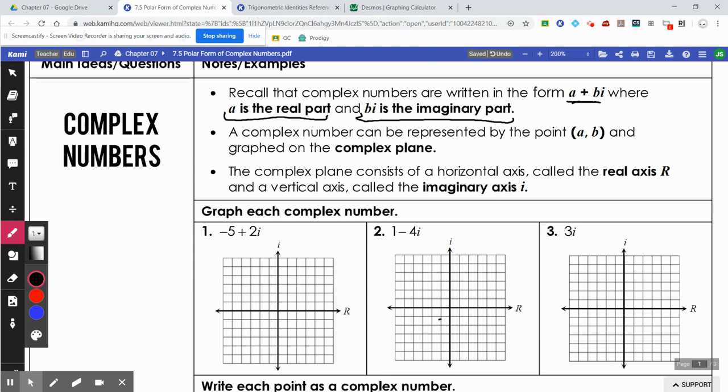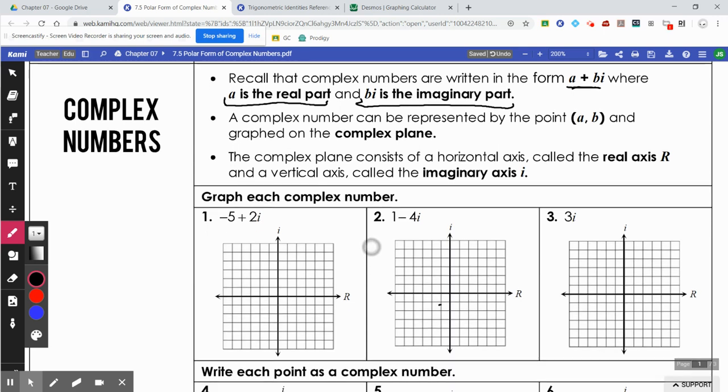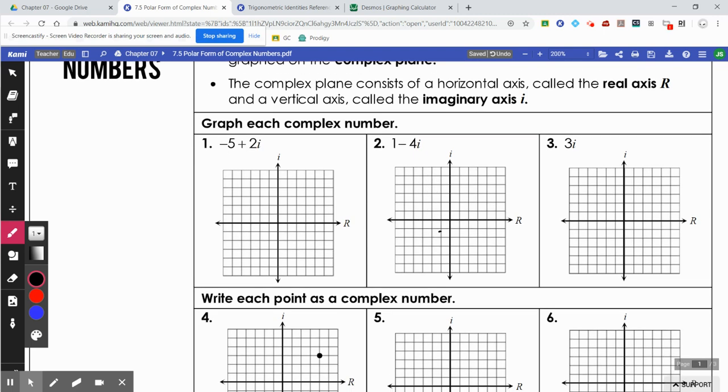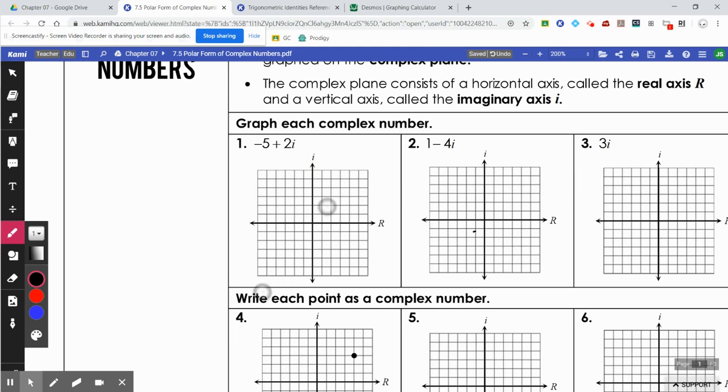Now, sometimes the real part might be 0, sometimes the imaginary part might be 0. A complex number can be represented by a point (a, b) and graphed on a complex plane. The complex plane consists of a horizontal axis, just like an xy plane, except now we have a real and an imaginary axis, and we're going to plot these numbers.